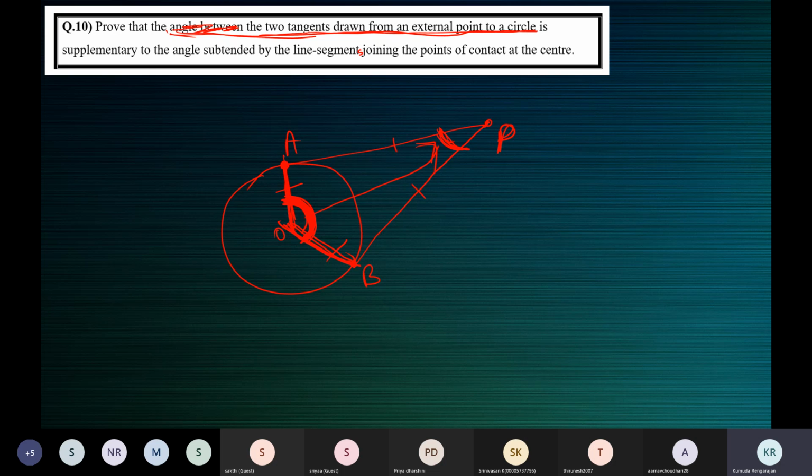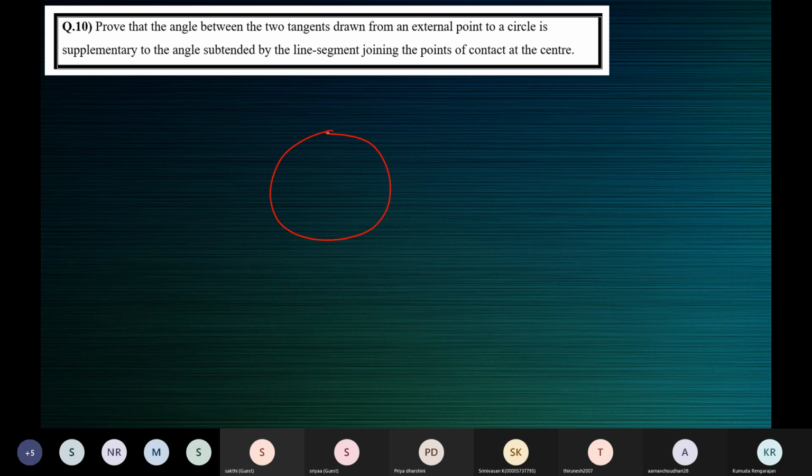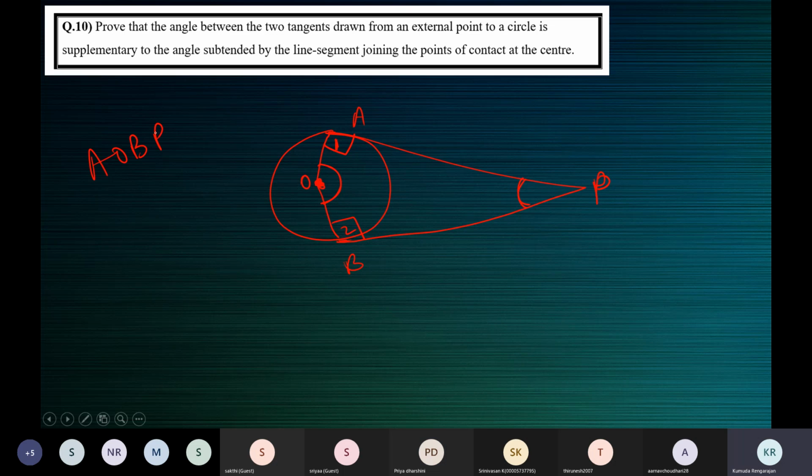So how do you prove that they are supplementary? What is the measure of this angle? We'll have to prove that this angle plus this angle is 180. What's the measure of this angle? 90 degrees. What's the measure of this angle? 90 degrees. Now, what is the name you would give to AOBP? Quadrilateral, ma'am.